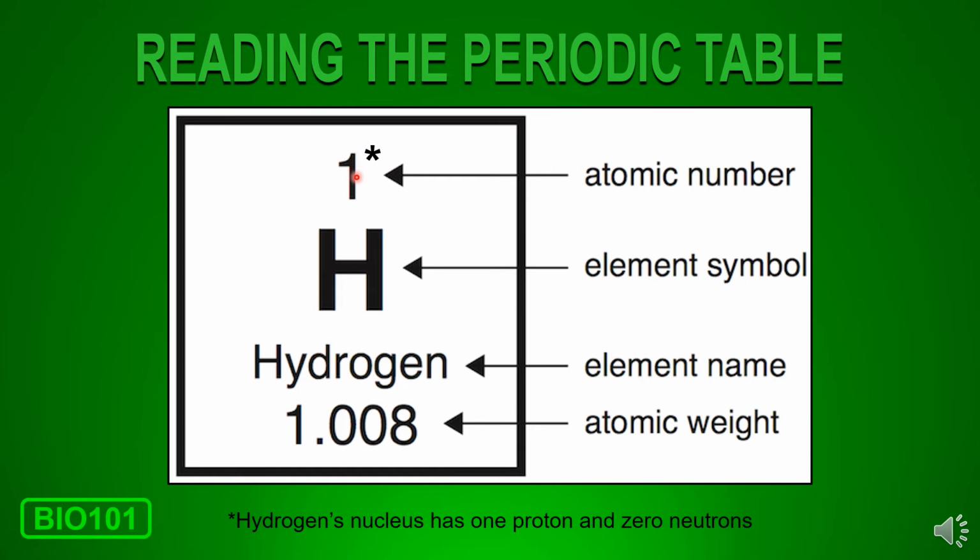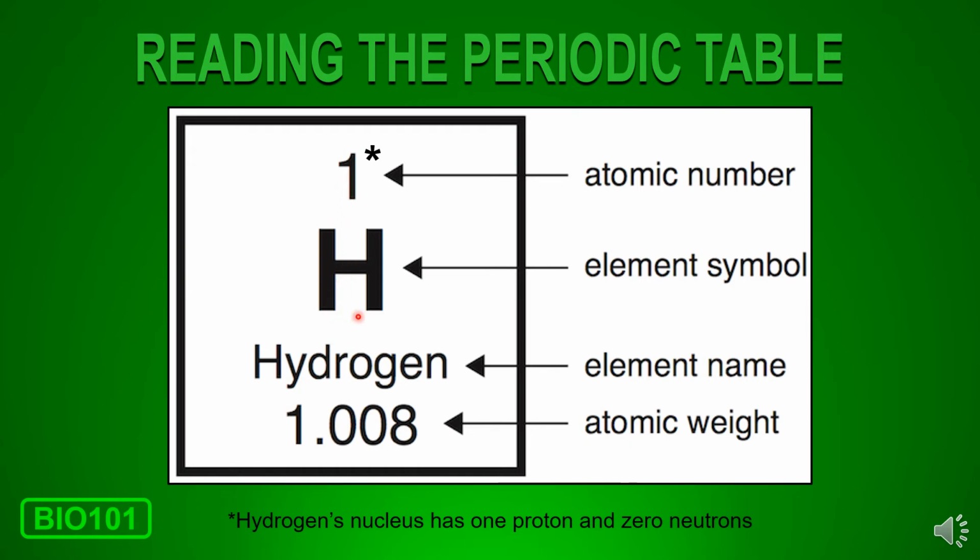Now it has 1 proton. So this represents up here the atomic number. Remember, atomic number is the number of protons. So hydrogen has 1 proton. Put a little asterisk here to direct you down here. Hydrogen's nucleus has 1 proton and 0 neutrons. Okay, so only one proton.